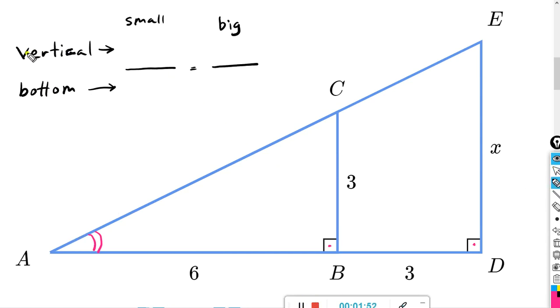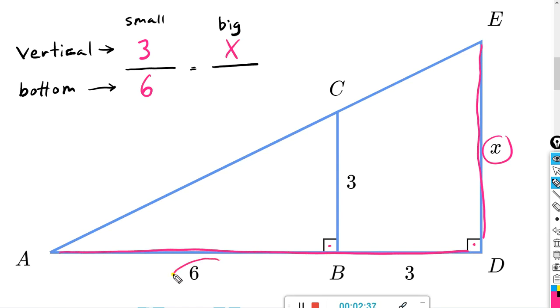All right. So the vertical side on the small triangle, that's this side right here. So that's 3. And the bottom of the small triangle, that's this side right here. So that's 6. And now we're going to do the same thing on the big triangle. The vertical side on the big triangle, that's this side right here. That's X.